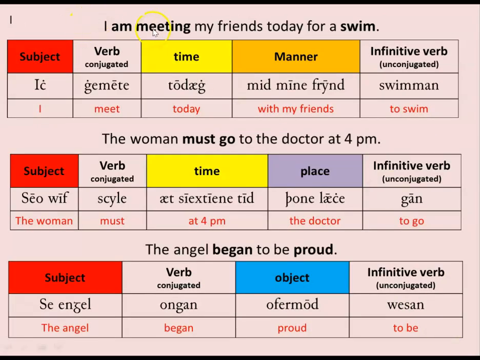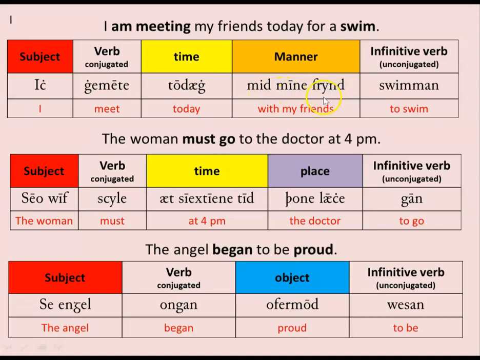Okay, I am meeting my friends today for a swim. So I'm meeting is the first verb, so present tense, first person singular. Your mater is meet. Then there's a time, there's a manner. So that's today, todai, with my friends, mit meiner Freunde.